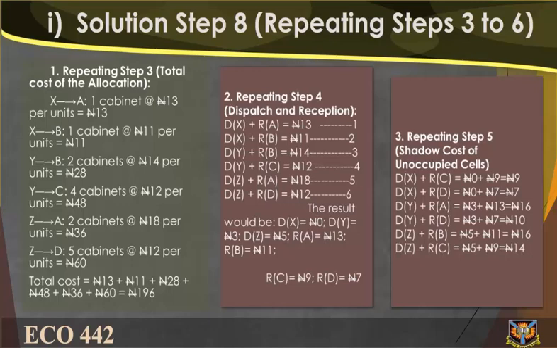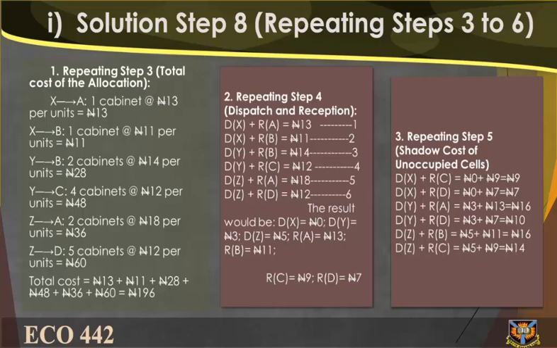Z to A. 2 cabinets at 18 naira per unit equals 36 naira. Z to D. 5 cabinets at 12 naira per unit equals 60 naira. Total cost equals 13 naira plus 11 naira plus 28 naira plus 48 naira plus 36 naira plus 60 naira equals 196 naira.